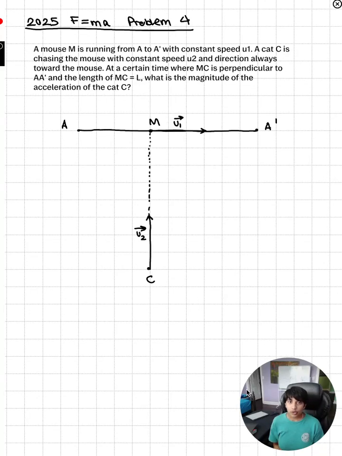Hello, today we're going to be reviewing the F equals MA 2025 problem 4. It says here that a mouse M is running from point A to point A prime with constant speed u1. A cat C is chasing the mouse with constant speed u2 and direction always towards the mouse. At a certain time, where MC is perpendicular to AA prime and the length of MC equals L, what is the magnitude of the acceleration of the cat C?